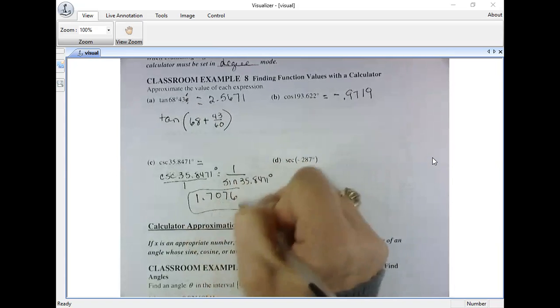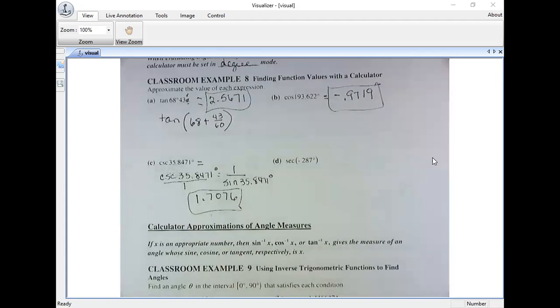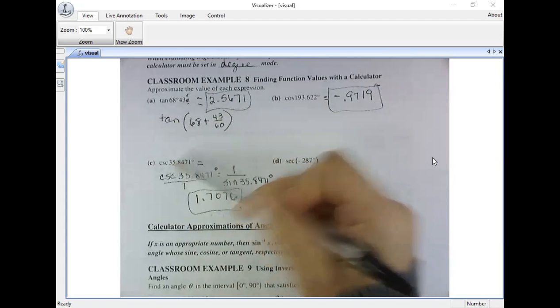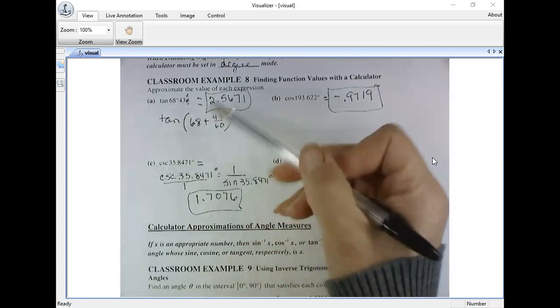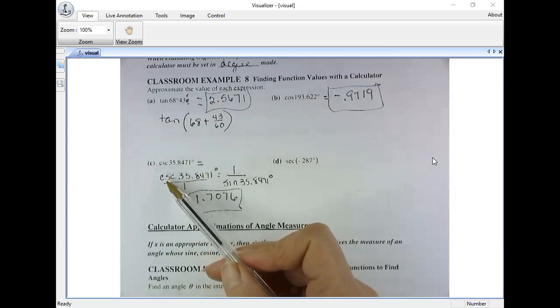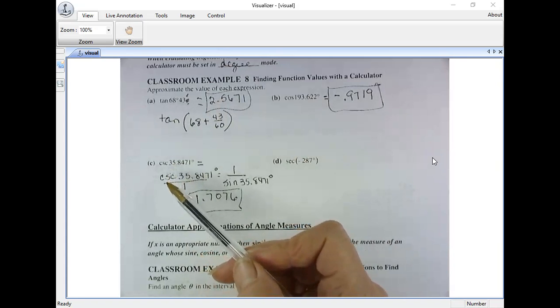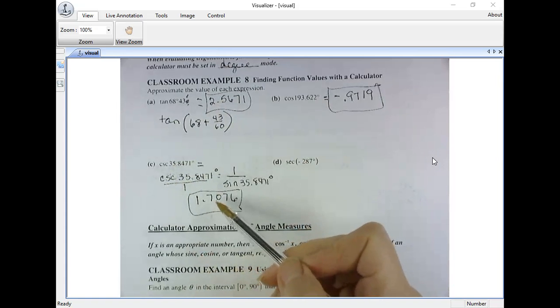1.7076. So we've gotten that. Now, I'm curious, is there any problem with tangent or cosecant being values that are not between -1 and +1? Remember, we said sine and cosine have to be between -1 and +1, right? Was there any restriction on these others? No, in fact, the cosecant and the secant can't be between -1 and +1. They can equal 1 or -1, but they can't be anything between those values. They're going to have to be something either greater than 1 or less than -1.